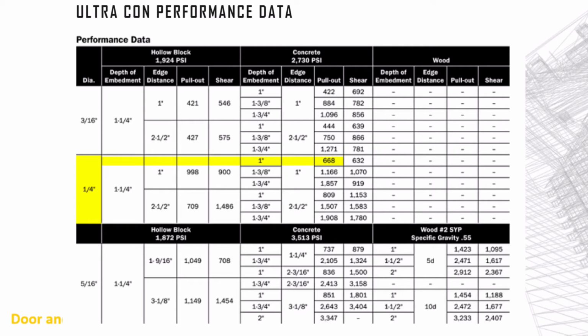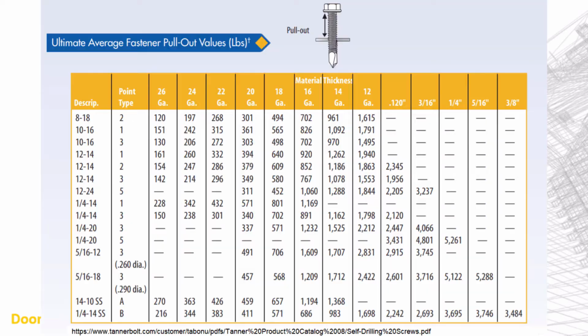Just for reference, a 1/4 inch diameter Tapcon, 1 inch edge distance, 1 inch embedment into 2730 psi concrete has a pull-out strength of 668 pounds. Similar tables are available for self-drilling screws. As with Tapcons and all other fasteners, pull-out strength depends on the strength of the material that you're attaching the screw to. What's noteworthy with the self-drilling type screws, the pull-out strength is very closely related to the drill point that's used to make the hole.